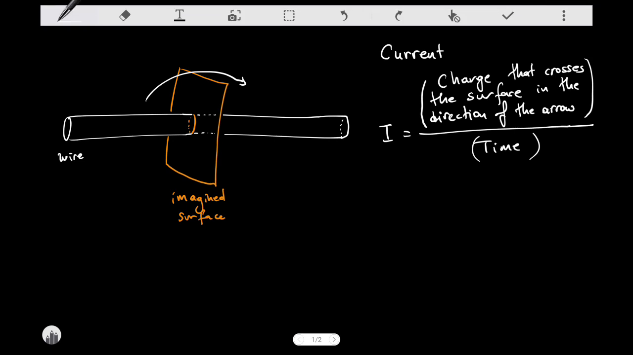Let's give a formal definition of current flowing through a wire. This shows a conducting wire. We imagine a surface that crosses that wire and divides it into two parts. And through that surface, we choose a direction. So here it is chosen from left to right. This direction is going to be important.